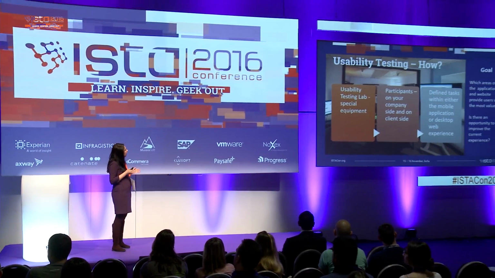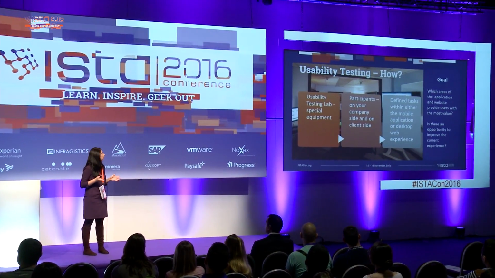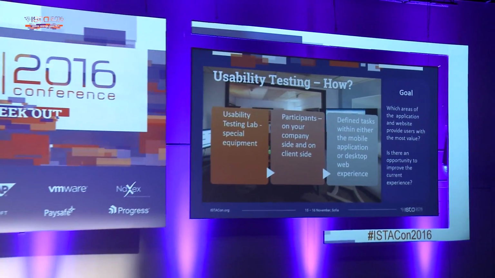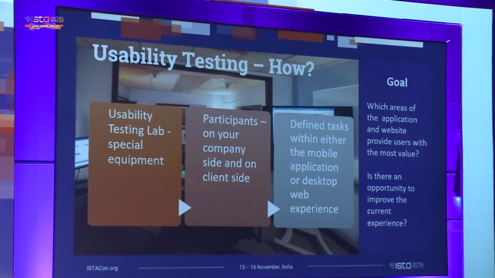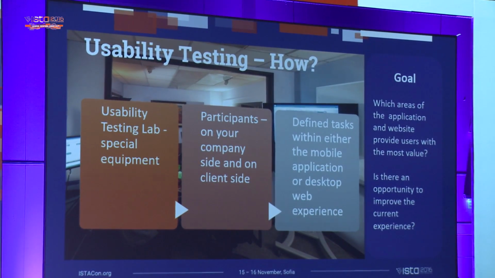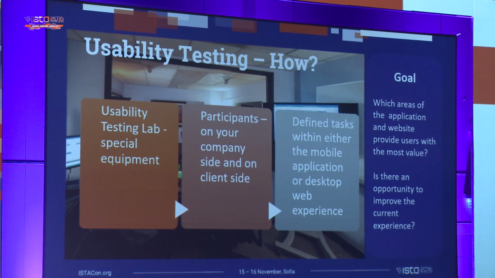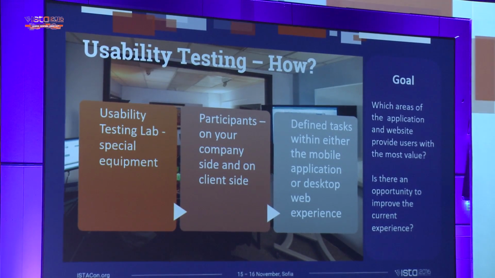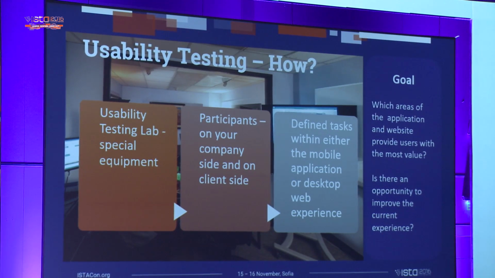Let's start with the basics for the usability testing. What do we need for that? Actually, it seems that it's not that easy. First, we need a usability testing lab. Also, we need special equipment. It includes cameras and different recording devices that should record our users' actions.